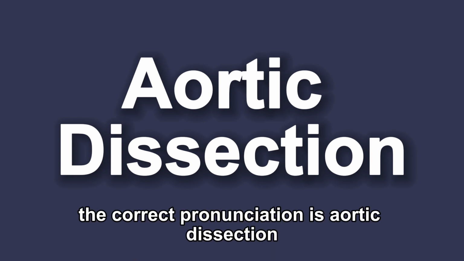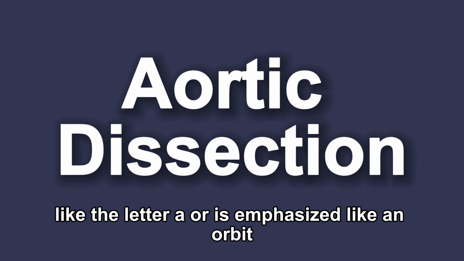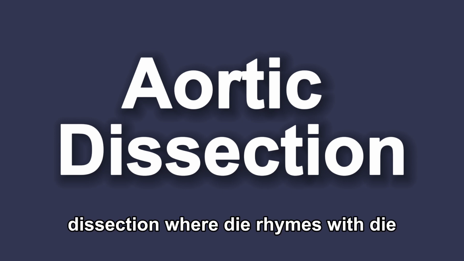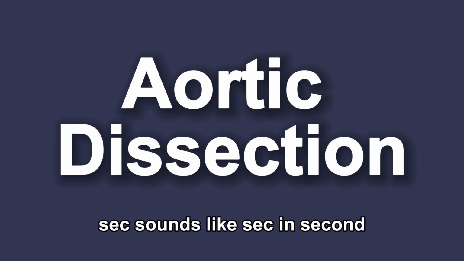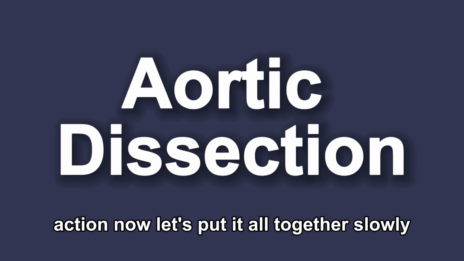The correct pronunciation is aortic dissection. First we have aortic, where A sounds like the letter A, or is emphasized like an orbit, and tick is short and crisp. Next, dissection, where di rhymes with die, sec sounds like sec in second, and shun has a soft ending, like in action. Now let's put it all together slowly.